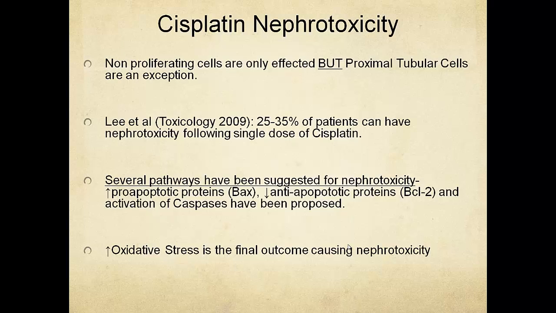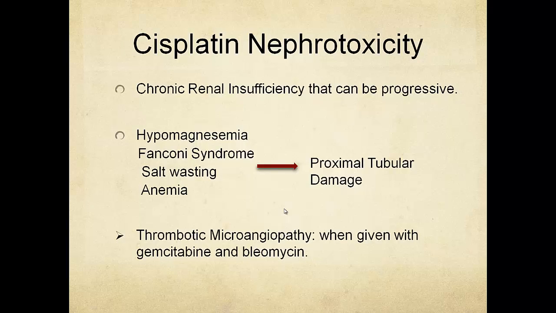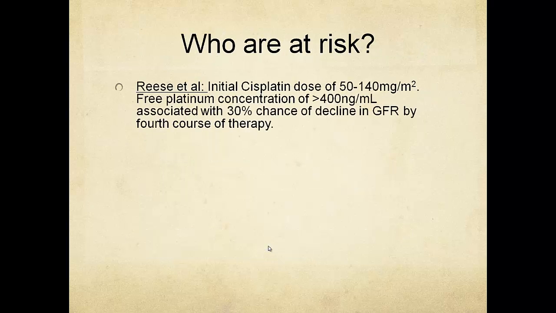Looking at clinical features of cisplatin nephrotoxicity, basically it can cause a chronic renal insufficiency that can be progressive, and above all, it causes proximal tubular damage, which causes hypomagnesemia, Fanconi syndrome, salt wasting, and anemia. And your urine output goes up. What we always forget about is the potential possibility of a thrombotic microangiopathy, especially when given with other nephrotoxic agents like gemcitabine and bleomycin. So let's see who is at risk.